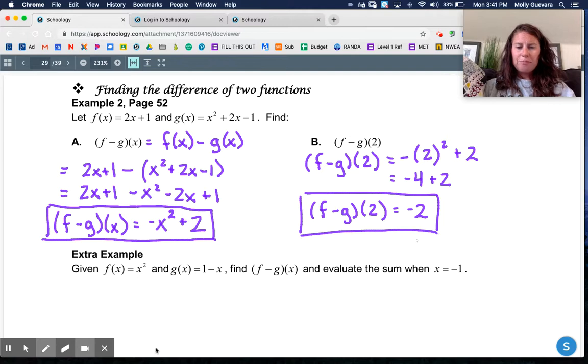Boom. Go ahead and hit pause on the video, try the extra example, and then when you're ready, we'll go over it.